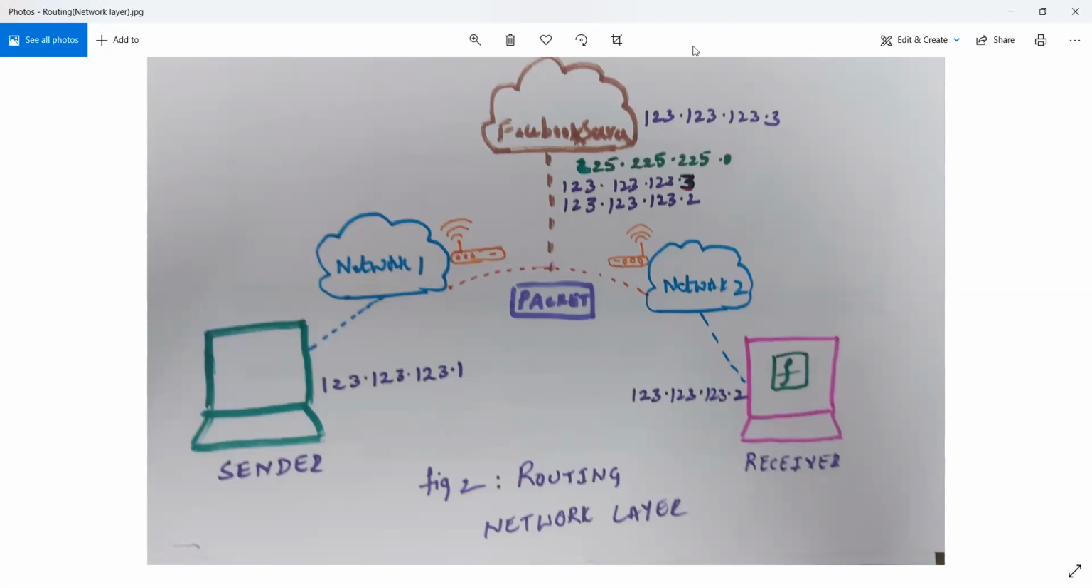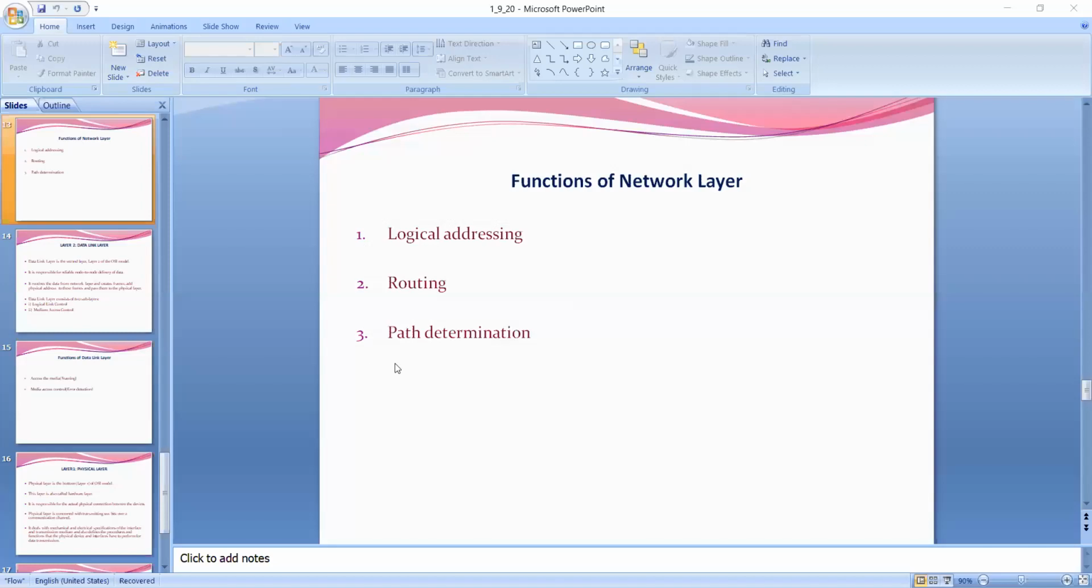Okay, so this is the second function performed by the network layer. Next, the third one is path determination. Path determination is another function performed by the network layer. Again, we will see another diagram.